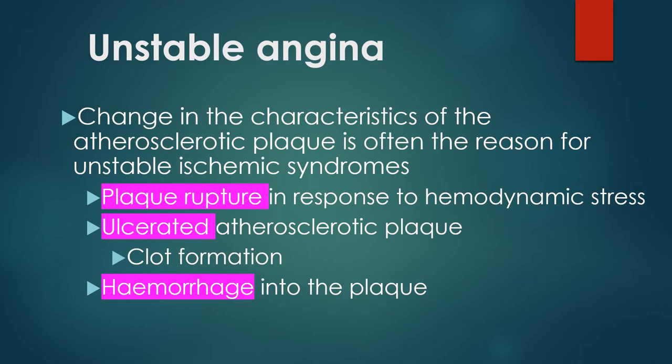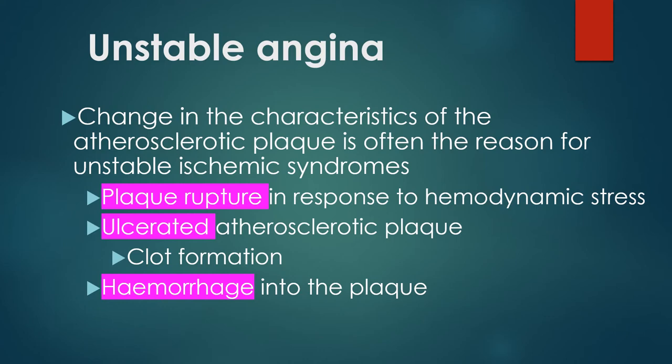A plaque with lipid-rich core and a thin cap can rupture in response to hemodynamic stress. Clots can form in an ulcerated atherosclerotic plaque, which can cause sudden increase in the luminal narrowing. Alternatively, hemorrhage into the plaque can also enhance the luminal stenosis. If the lumen gets totally occluded, it usually results in an ST elevation myocardial infarction.